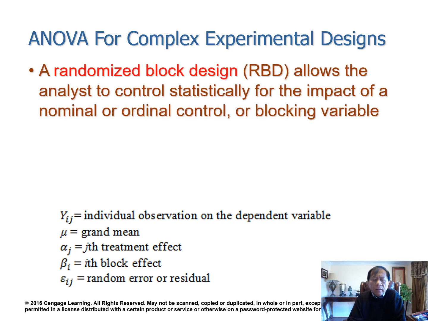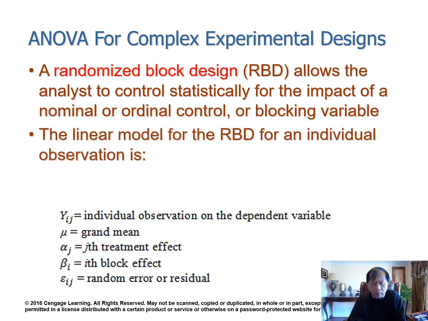ANOVA for complex environmental designs. A randomized block design allows the researcher to control statistically for the impact of nominal or ordinal control or blocking variables. When you have a nominal or ordinal variable or blocking variable involved, you can use a randomized block design to do ANOVA, so you can control statistically for the impact of that variable.